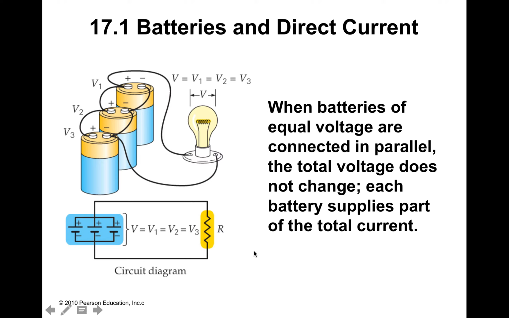Okay, so the voltage doesn't change, but what happens is you've got a lot more energy stored. When batteries of equal voltage are connected in parallel, their total voltage does not change. Each battery supplies part of the total current, part of the current that's needed to run that light bulb there. And we'll look at what current means in this chapter, as a matter of fact.